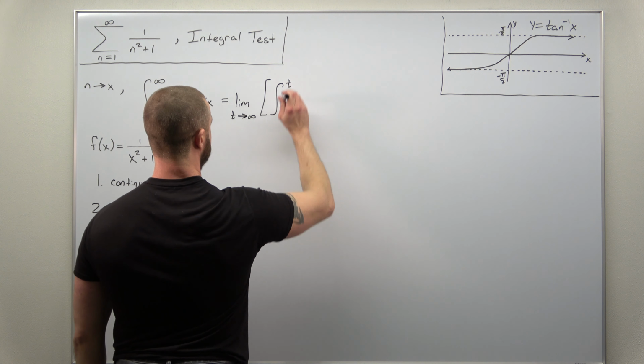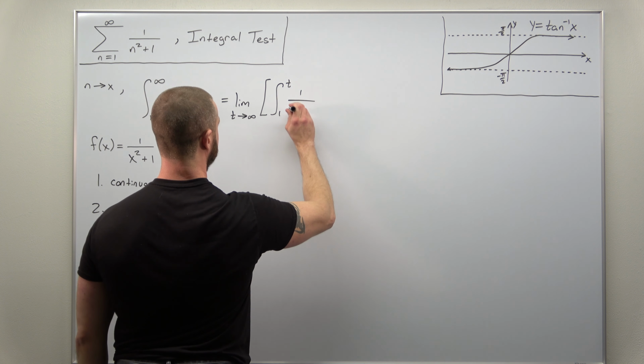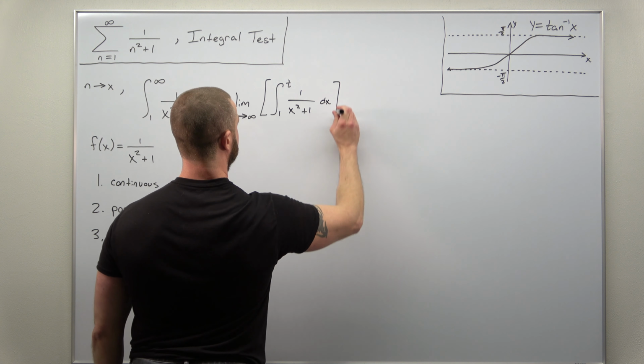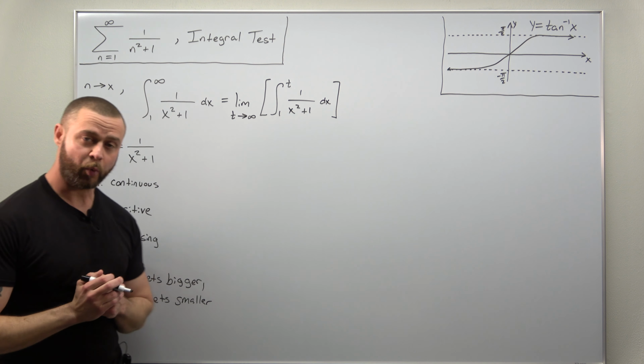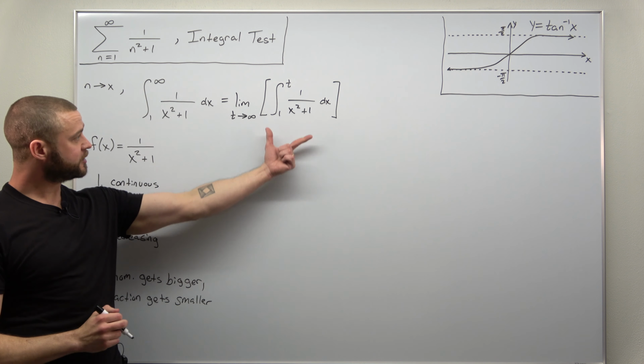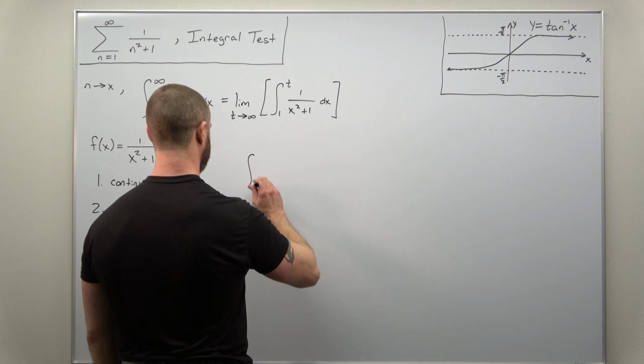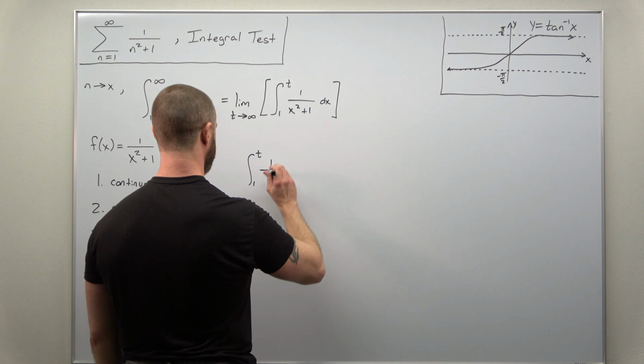And then our integral goes from 1 to t of 1 over x squared plus 1. We turn our attention to evaluating the integral. So our integral goes from 1 to t.